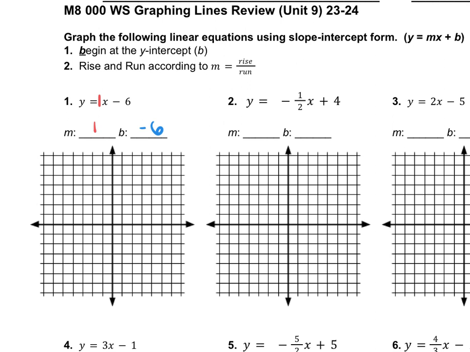So the first thing I'm going to graph is a y-intercept of -6, which means it has to be on the y-axis, and it's going to be on the y-axis at -6. So I'm going to go down 6. 1, 2, 3, 4, 5, 6, and I'm going to put a point there.